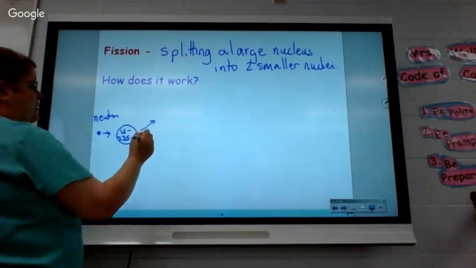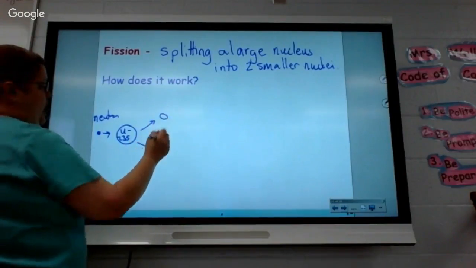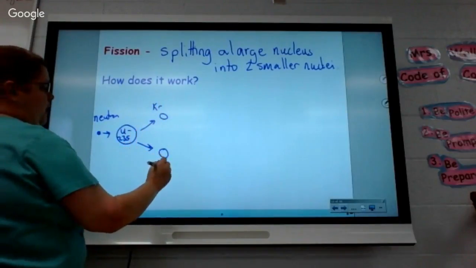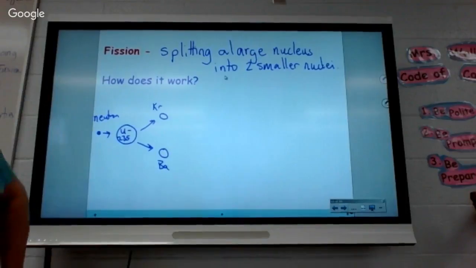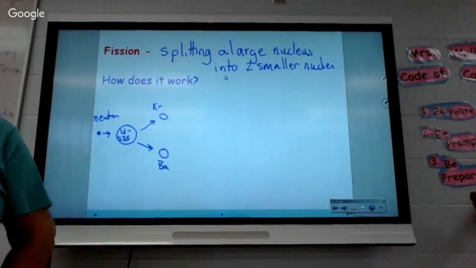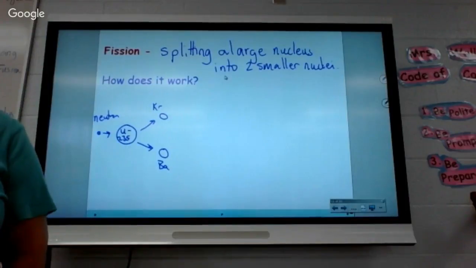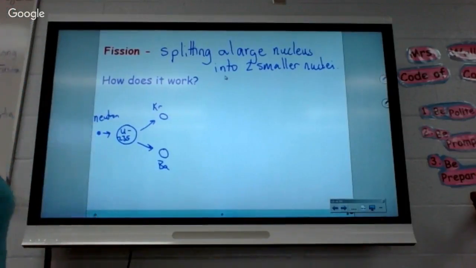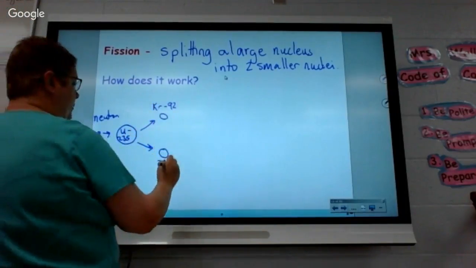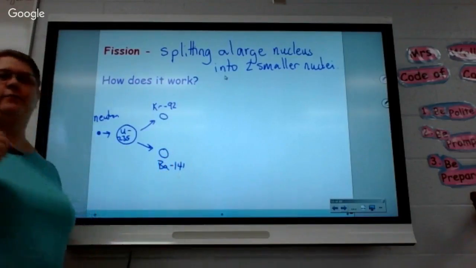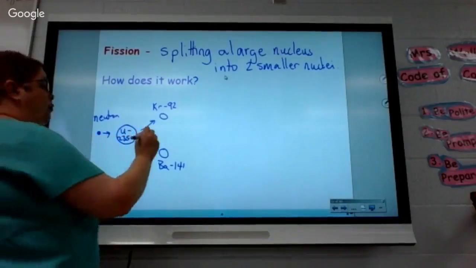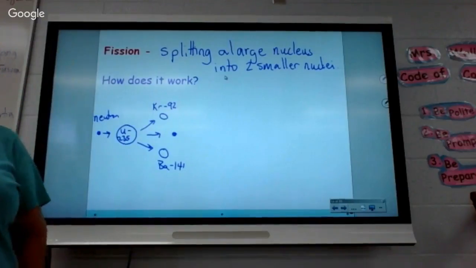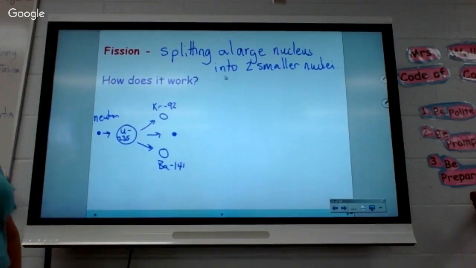Now, when that hits, it splits into 2 smaller nuclei. One of them is krypton, and one of them is barium. The numbers you don't have to know, but since I'm writing them down, there's no need in writing them down wrong. Krypton was 92, and barium was 141. Now, when it makes this, it also makes 3 neutrons. The 3 neutrons aren't important. The important piece is that it makes a neutron.